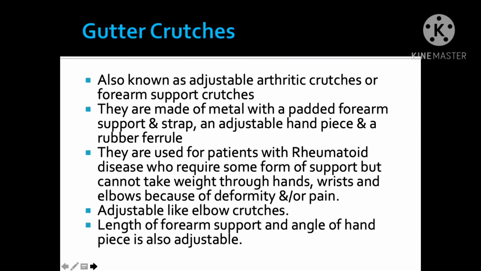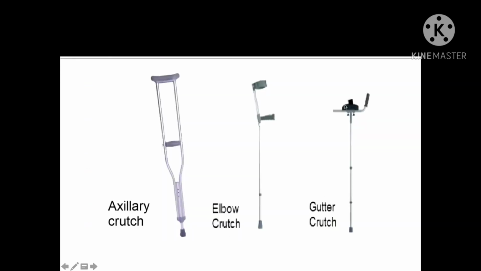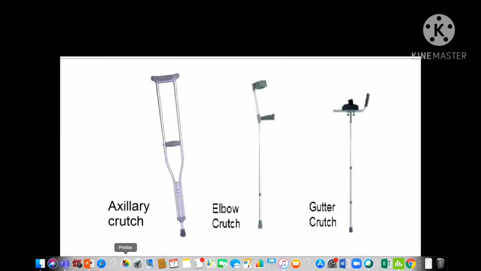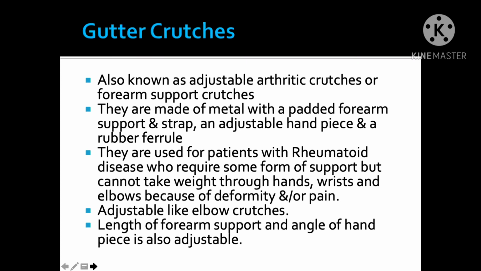Gutta crutches, also known as adjustable arthritic crutches or forearm support crutches. They are made of metal with a padded forearm support and strap, adjustable handpiece and a rubber ferrule. Again, going back to the diagram or the pic. Okay, so here your forearm is going to be resting and there you have a band which will keep it in place. So that forearm support is usually padded and it has a strap, an adjustable handpiece and a rubber ferrule.